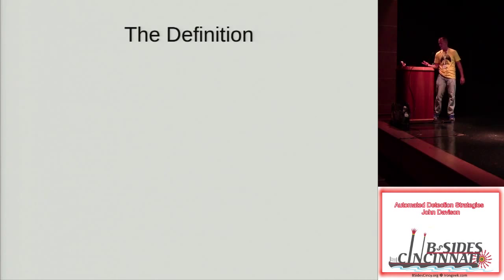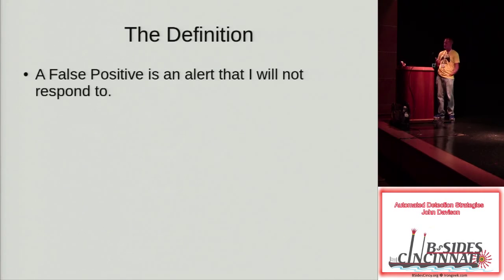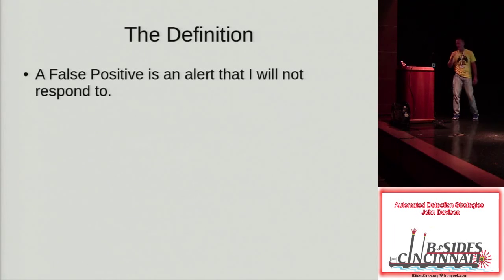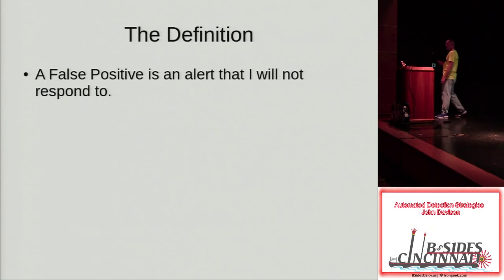So now I have a definition of what a false positive is. A false positive is an alert that I'm not going to respond to. And if you take that definition and apply it to that idea I had, all of a sudden it makes sense. Because if I think back, and I've looked at a lot of alerts, how many of those did I actually respond to? I bet it's 1%, if not less than that.